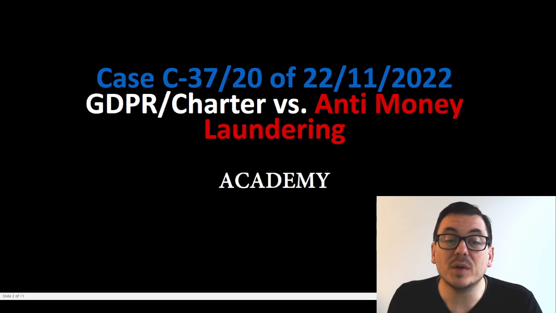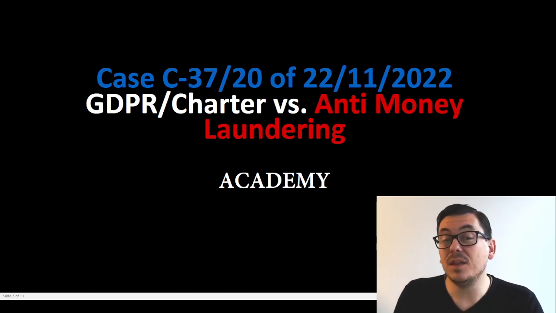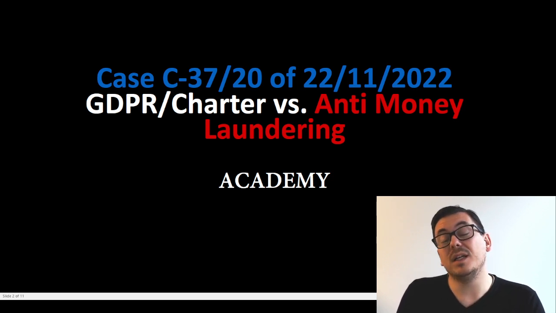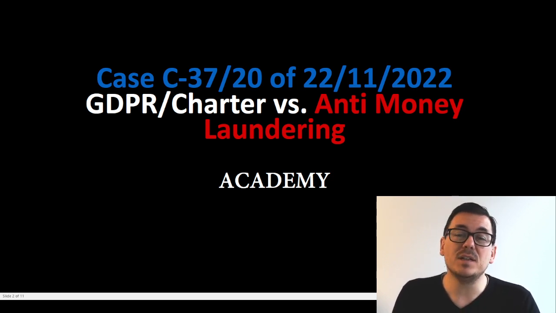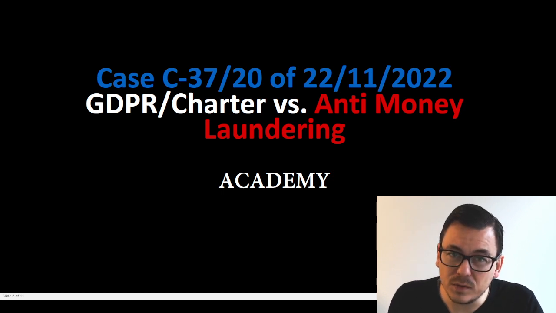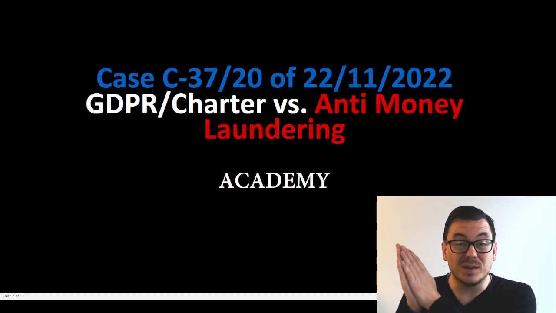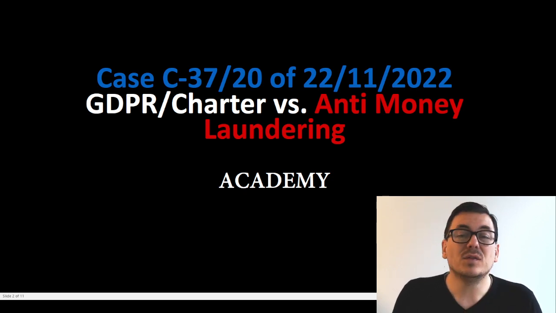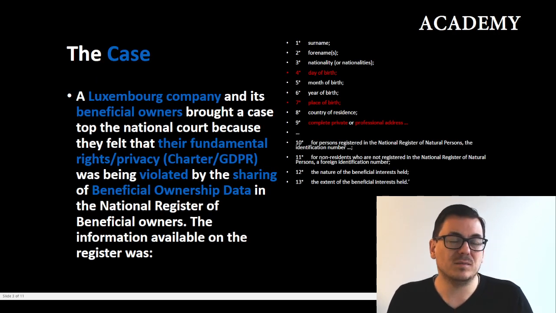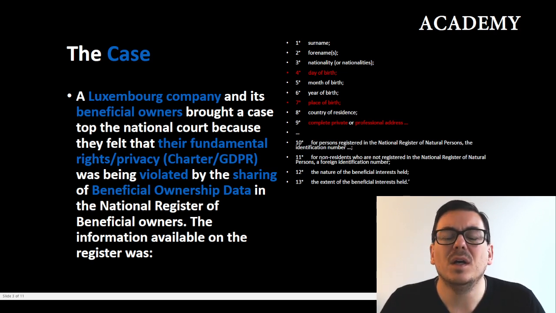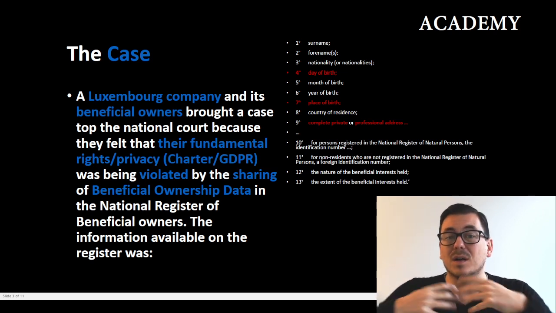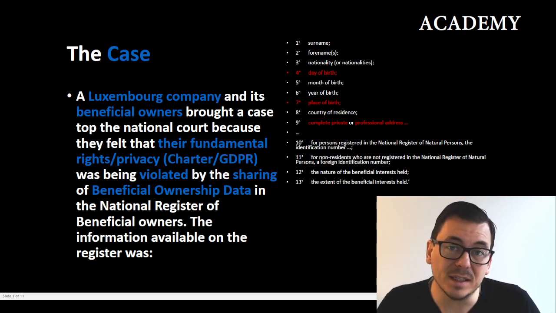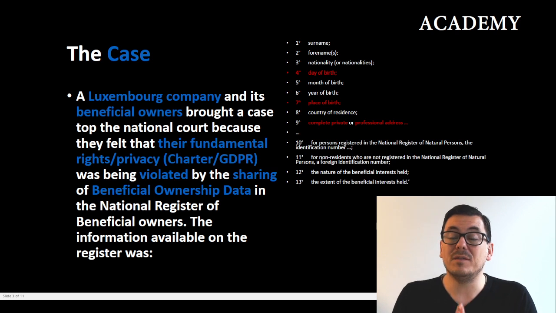So in this video, I'm going to talk about the latest case C-37/20 of the 22nd of November 2022, because it is the first time that we've seen the ECJ really redline the boundaries between GDPR and the Charter of Fundamental Rights versus anti-money laundering regulation. There were actually two cases, but I'm just going to highlight one of them. It was a Luxembourg company, and the beneficial owners felt that their fundamental rights were being violated because of the register of beneficial ownership data.